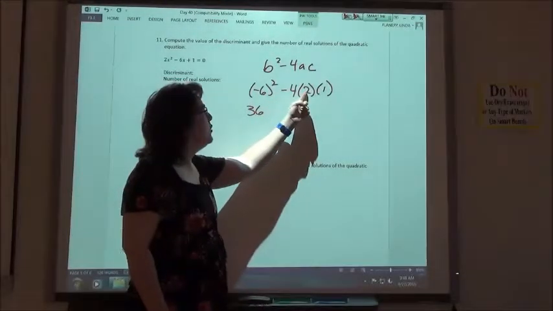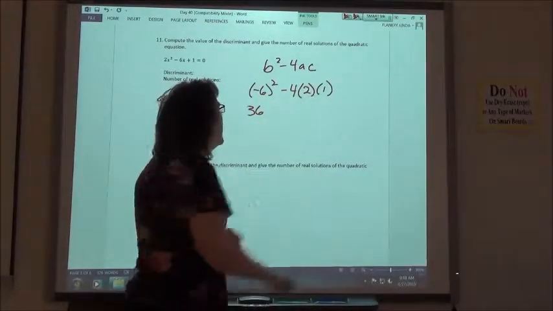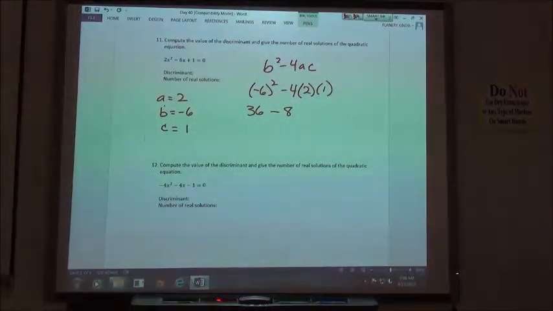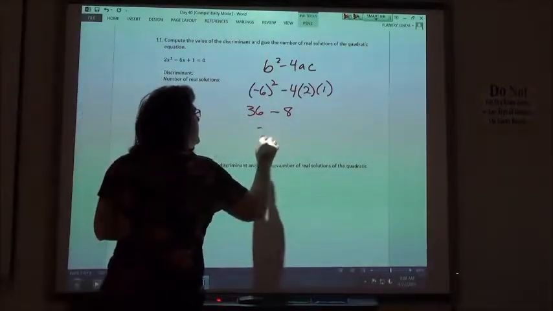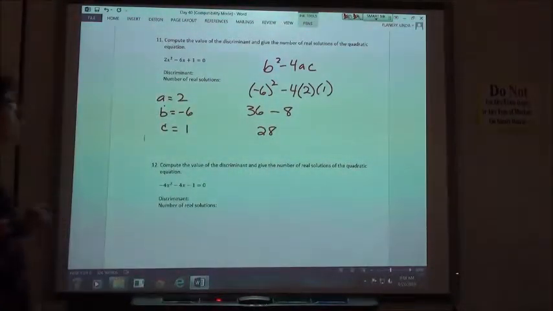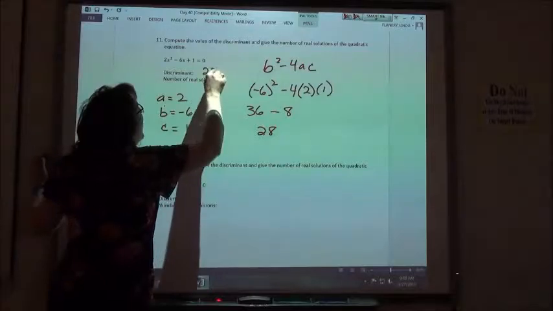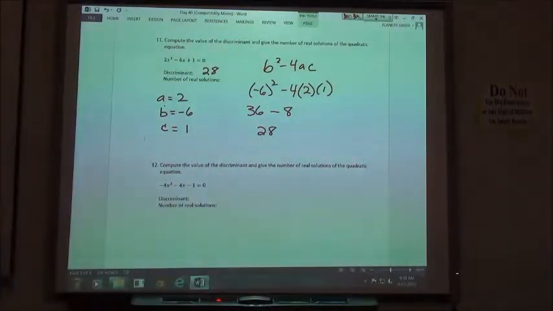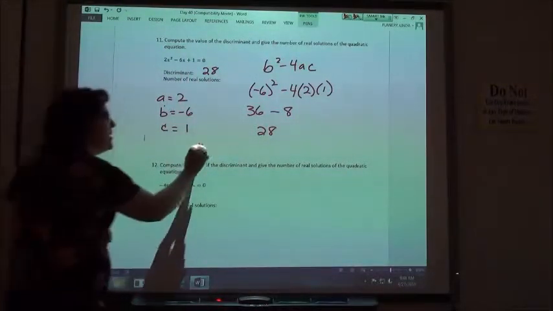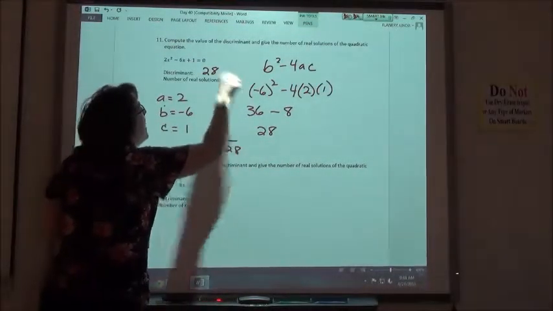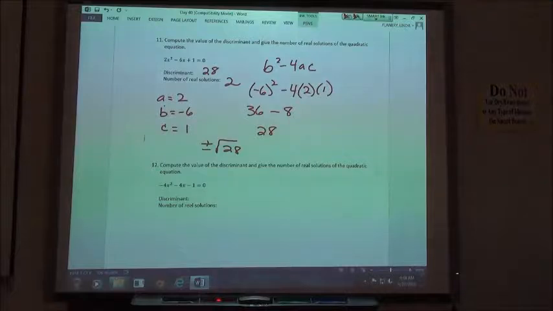Negative 4 times 2 would be negative 8. Negative 8 times 1, still negative 8. So 36 minus 8 is going to be 28. My discriminant is a positive 28. If I have a positive 28, that means I'm going to have plus or minus the square root of 28, which means I'm going to have 2 real solutions.